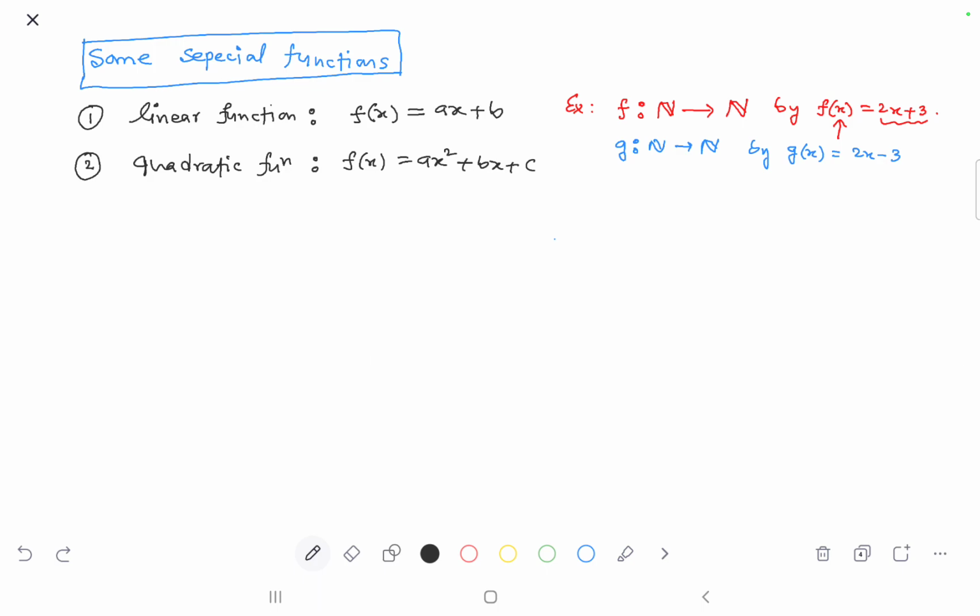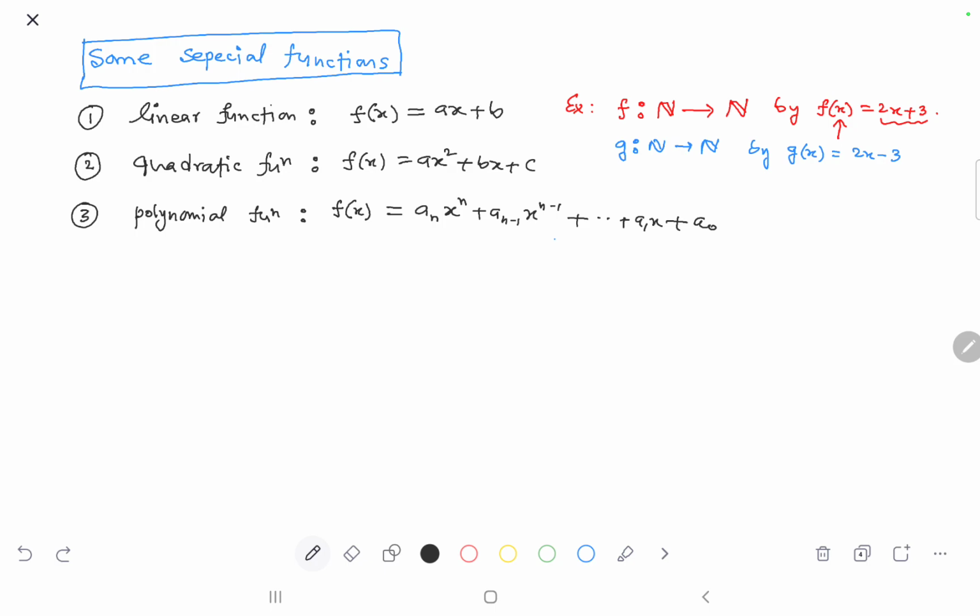Next, let me tell you the polynomial function. All these functions are defined for all real numbers. Most of the time we think of these as functions from R to R. So how is a polynomial function defined? It will be an n degree polynomial: a_n x to the power n plus a_(n-1) x to the power n minus 1, and so on, dot dot dot, a1 x plus a0. Degree n.